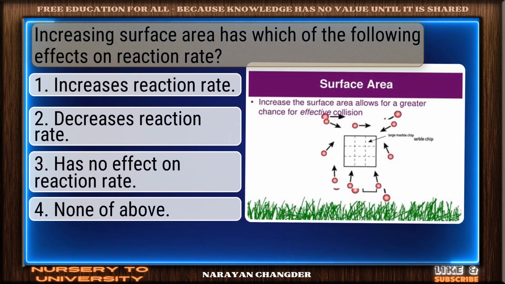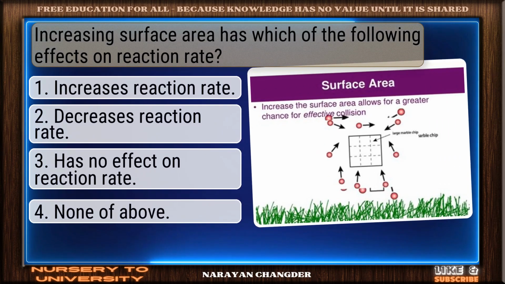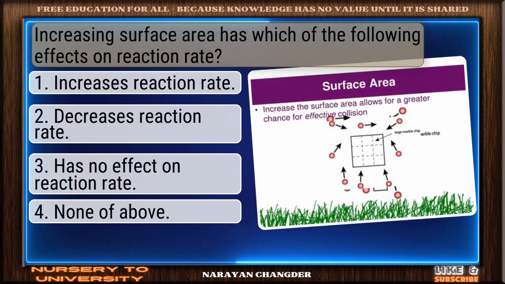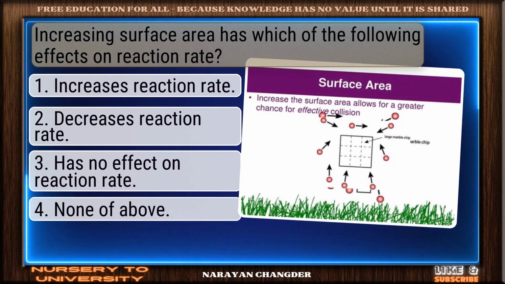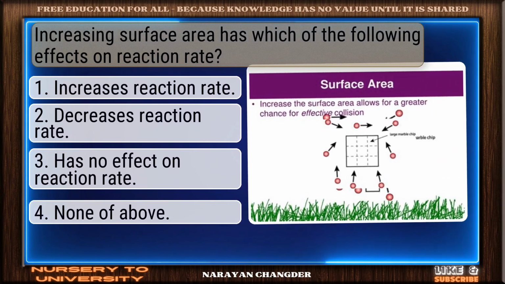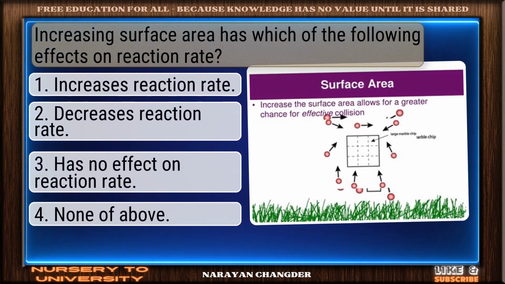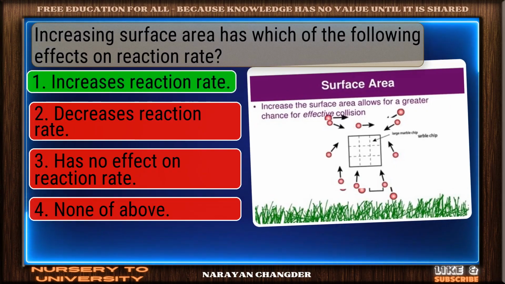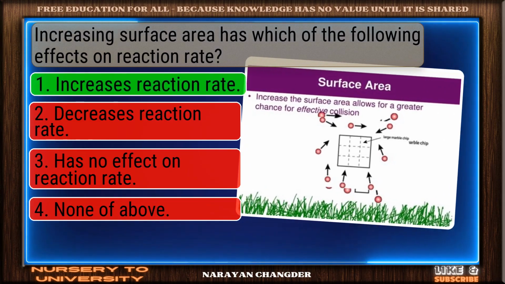Increasing surface area has which of the following effects on reaction rate? Option 1, increases reaction rate. Option 2, decreases reaction rate. Option 3, has no effect on reaction rate. Option 4, none of above. You got it, increases reaction rate.